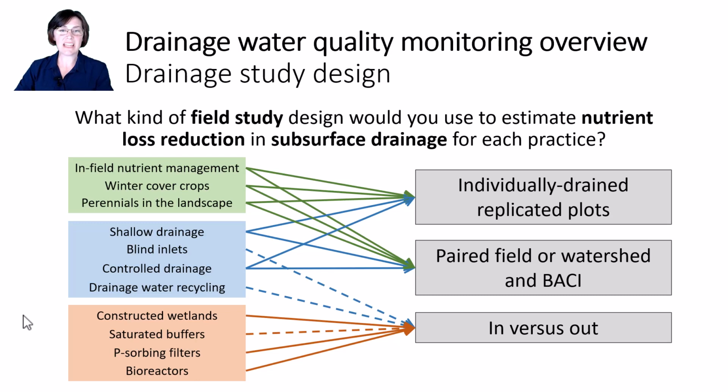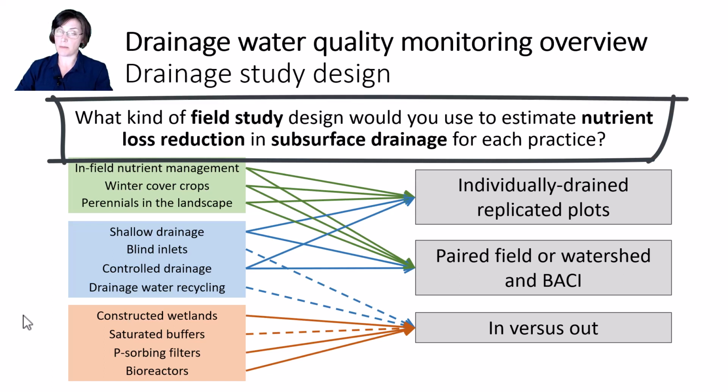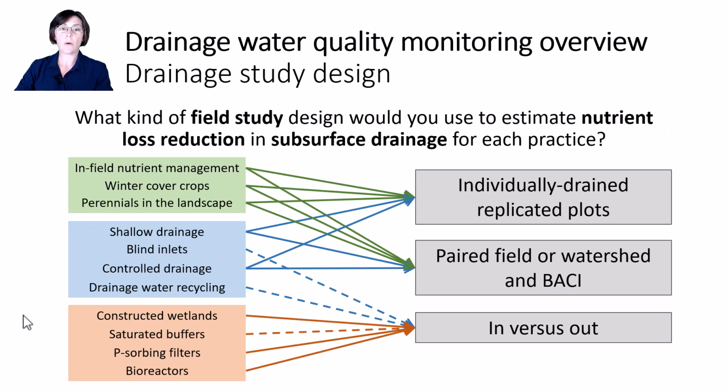I want to emphasize that our monitoring objective is pretty narrowly defined in this video. We want to do a field study, so not a modeling study, and our main goal is to assess how our given practice of interest reduces nutrient loss. We're also only talking about subsurface drainage, as you know.